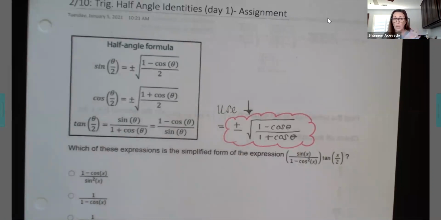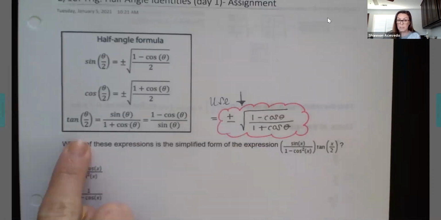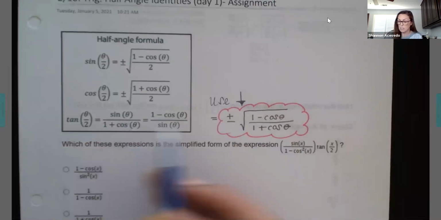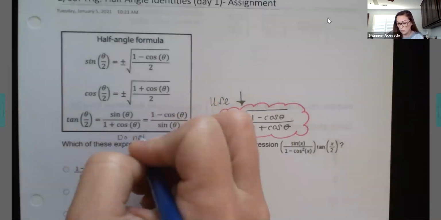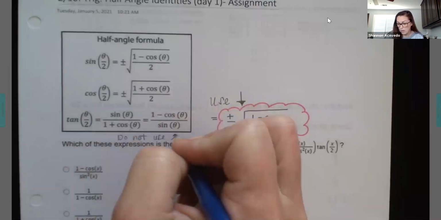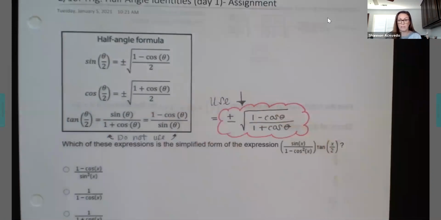All righty. If you have any questions about that, let me know. But these are going to be the 3 formulas we're referencing. These are correct. We're just not going to use these. So I'll make a little note of do not use this one and this one in Edgenuity, but they are valid formulas.